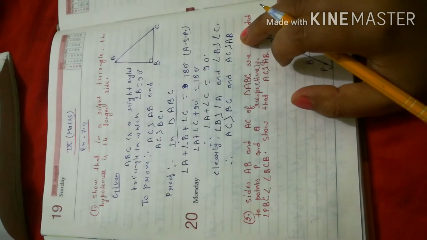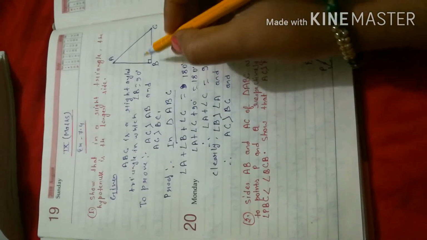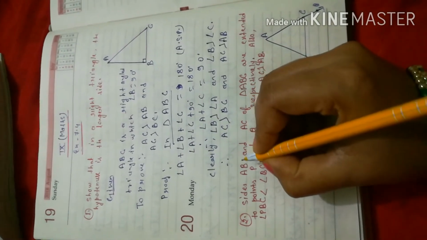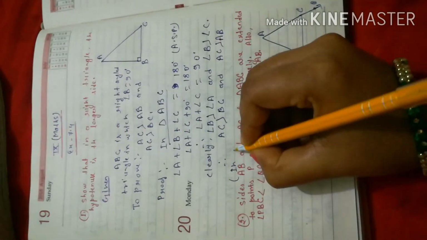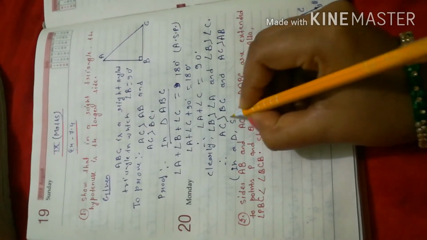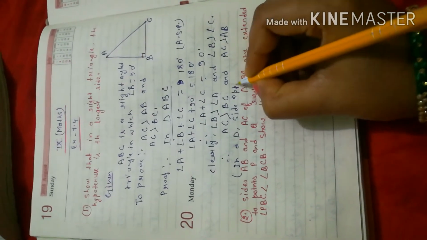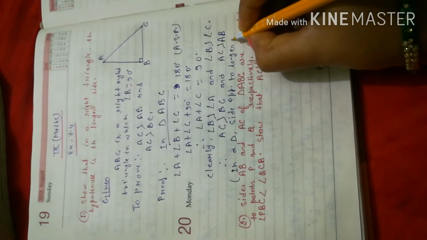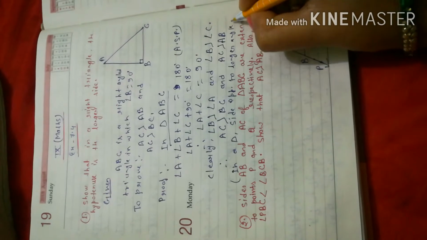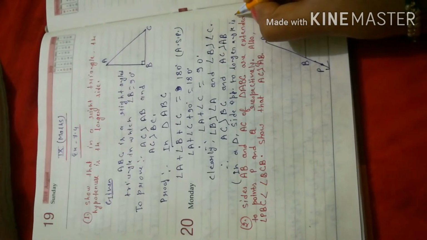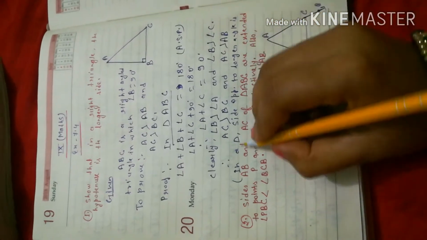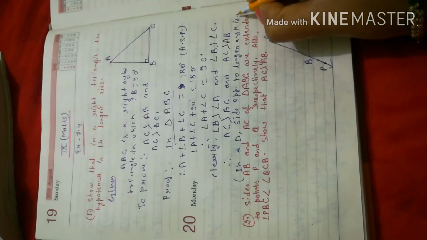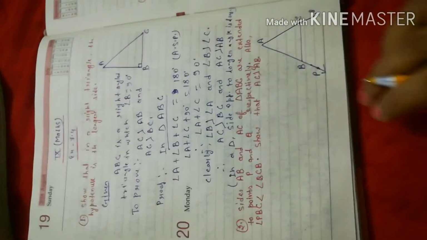Here we will write the theorem. We will write: side opposite to the greater angle is longer. In a triangle, the side opposite to the longer angle is larger or longer, we can write longer.